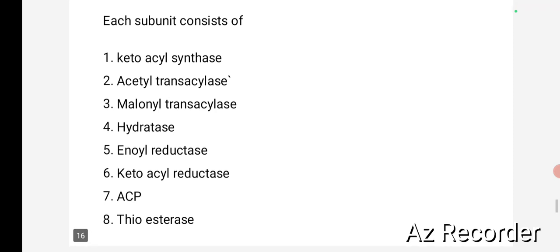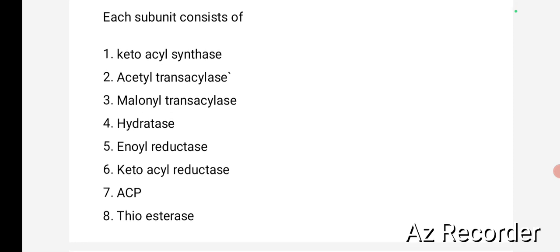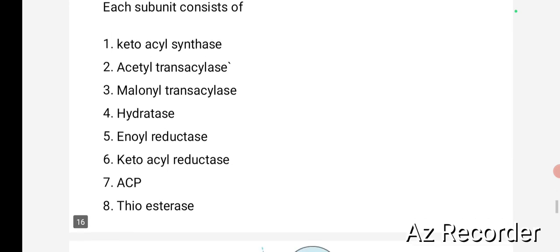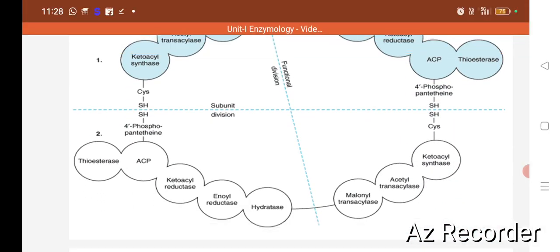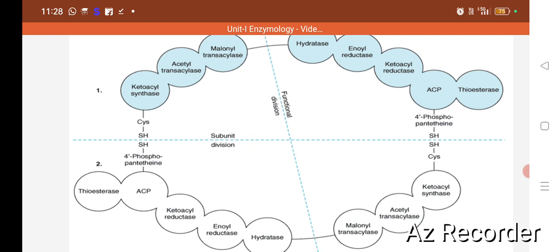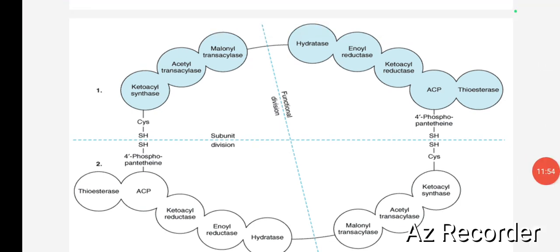Each subunit consists of ketoacyl synthase, acetyl transacetylase, malonyl transacetylase, hydratase, enoyl reductase, ketoacyl reductase, acyl carrier protein. Eighth one is thioesterase. This is the diagrammatic form of the fatty acid synthase enzyme complex. These two monomers join together to form the dimer.